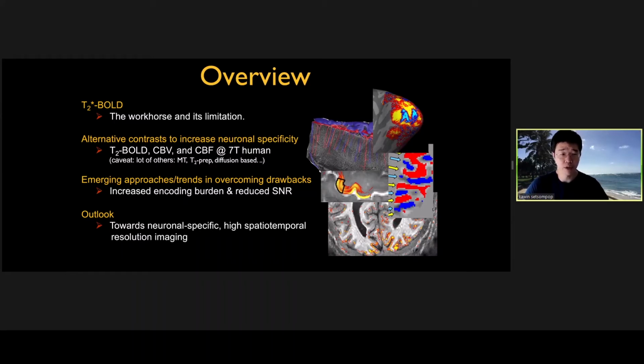to sub-millimeter resolution. Then I'll move on to talk about some of the exciting and emerging approaches and trends in overcoming some of the drawbacks that have plagued some of these alternative contrast encoding mechanisms. And I will conclude with some outlook on how we can use these contrast mechanisms to move towards neuronal specific high spatial temporal resolution imaging with fMRI in the human brain.